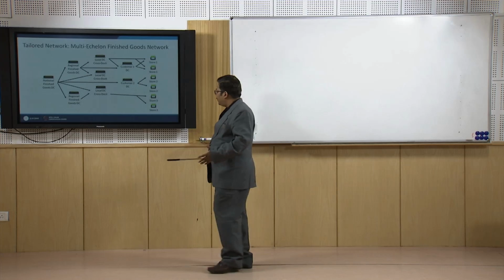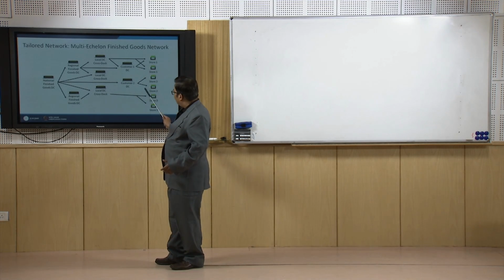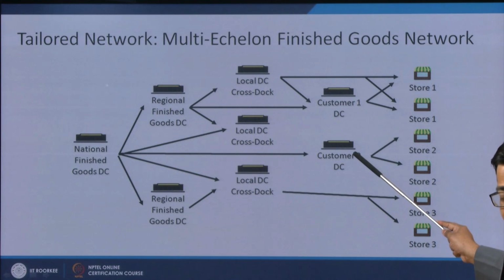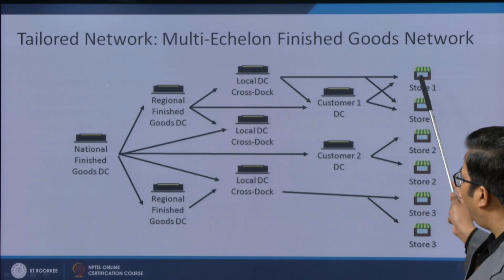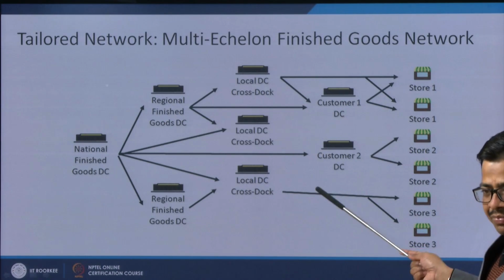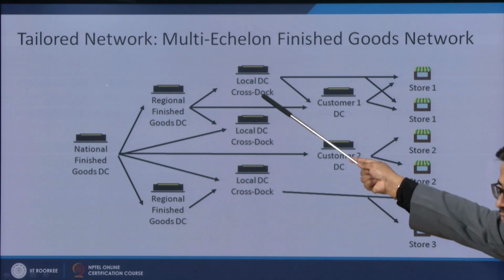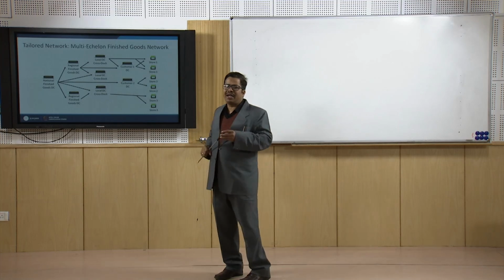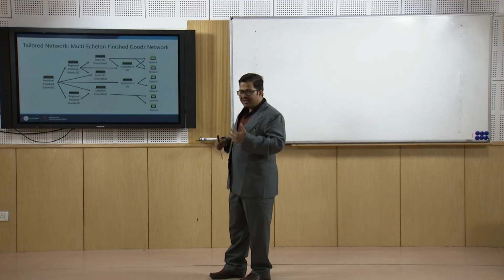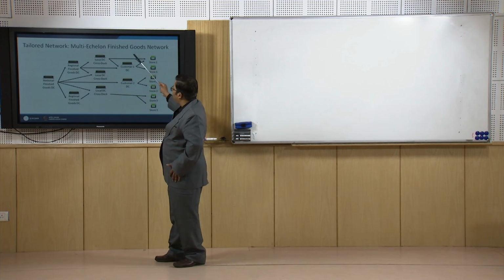So you are either using one level of distribution from this point to this point, where you involve the customer distribution center, or you can do direct distribution from this point to this point, where you are bypassing the customer distribution centers, and directly these products are coming from this cross docking location to the customer stores. So these are the changes which are taking place in our modern supply chain network, which works on the multi-echelon finished goods network.